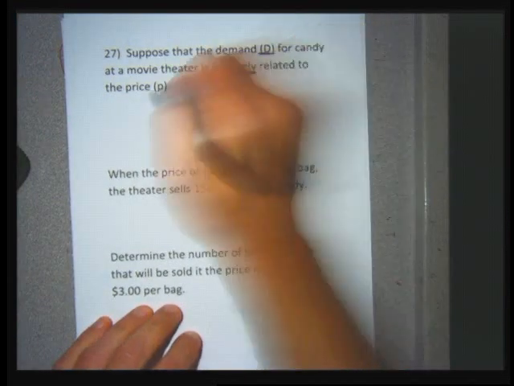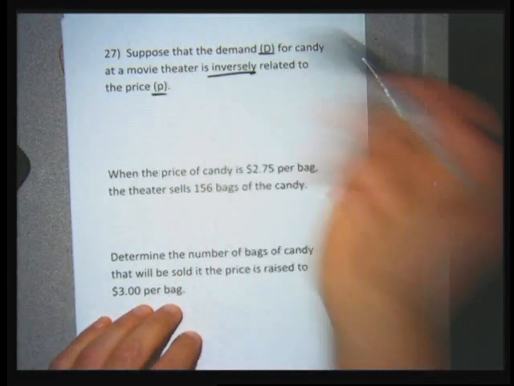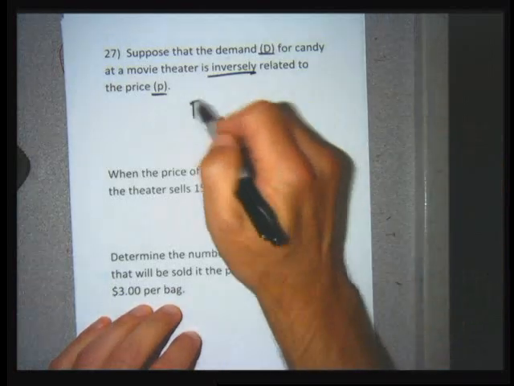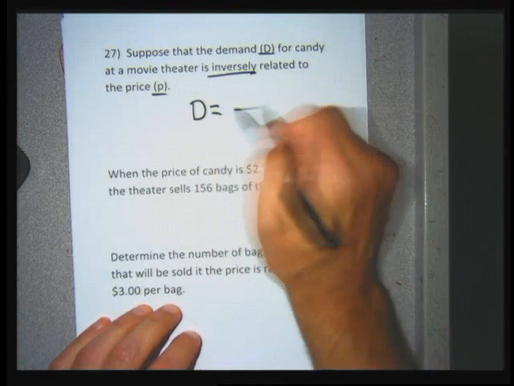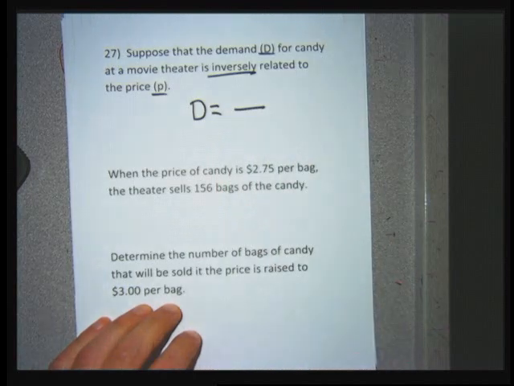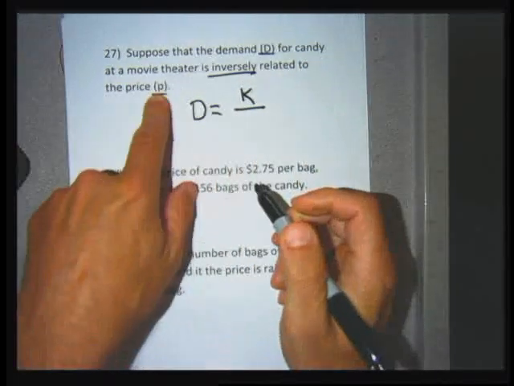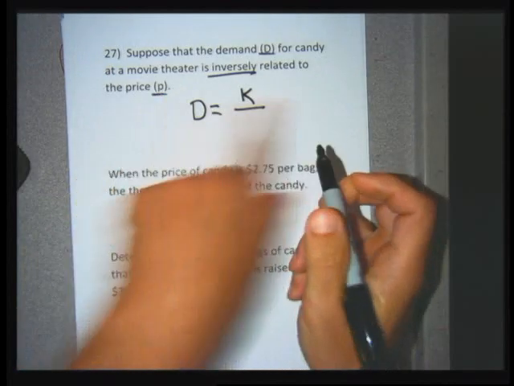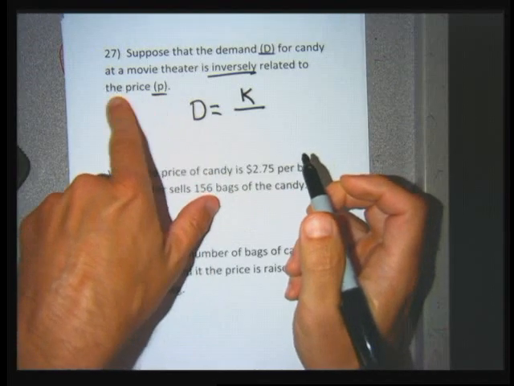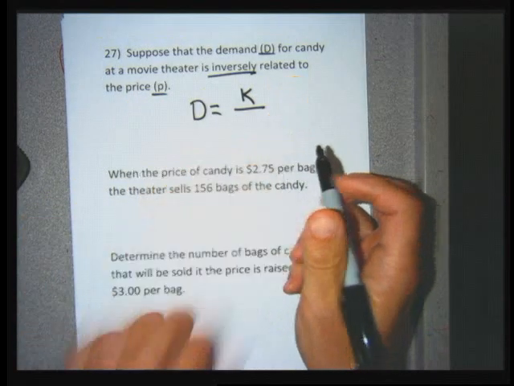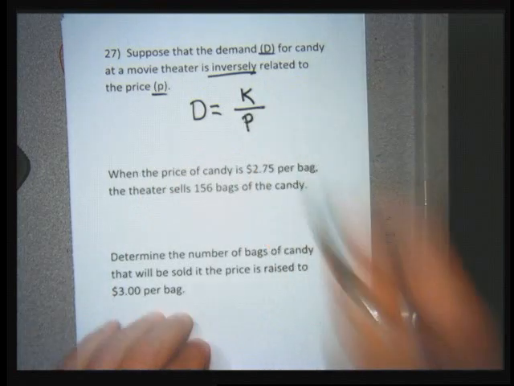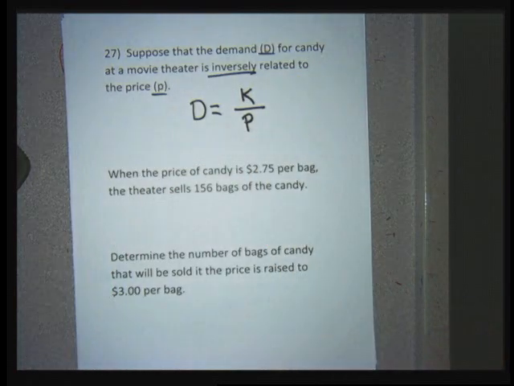I see the letters d and p. And inversely, the d is the first letter I see, so I'm going to write a d equals. I see the word inversely, so I need a fraction with a k in the numerator. In the denominator, I'm going to get a p, and I look to the left of the word price p, and I don't see anything about squares or square roots. So that's the equation that the first sentence gives me.